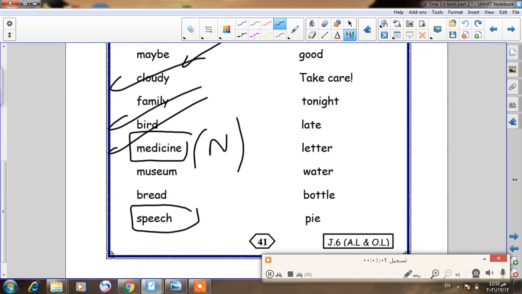And then museum, bread, speech. What does it mean, the word speech? The word speech is a group of words that you say in front of other people. For example, when I tell you that the teacher is going to give a speech about keeping our school clean today, it means that the teacher is going to speak in front of the students, or is going to say some words about this topic, about how to keep the school clean.